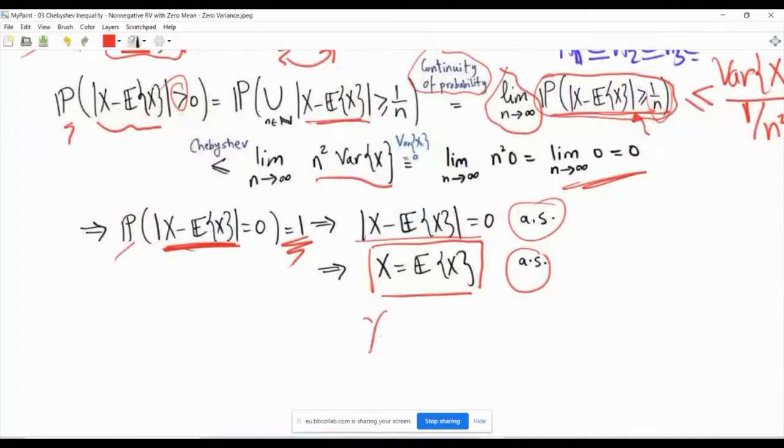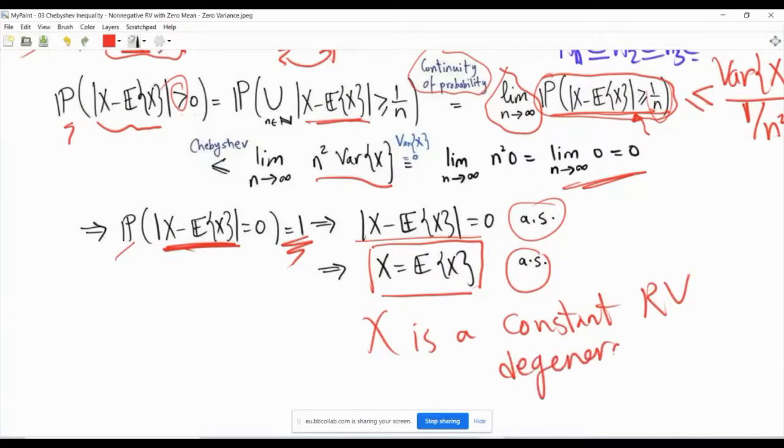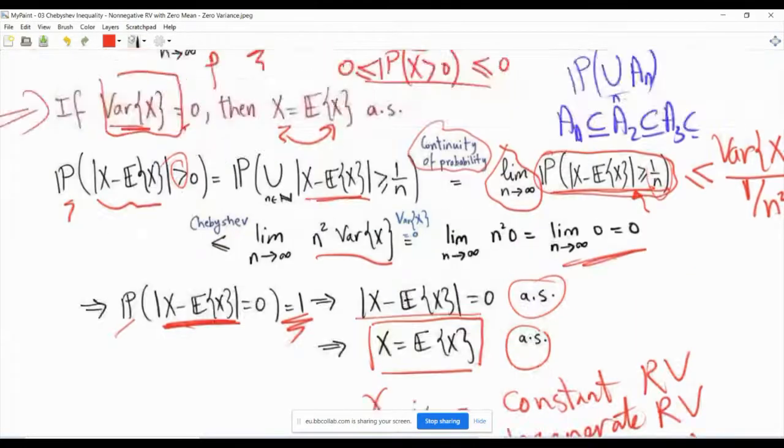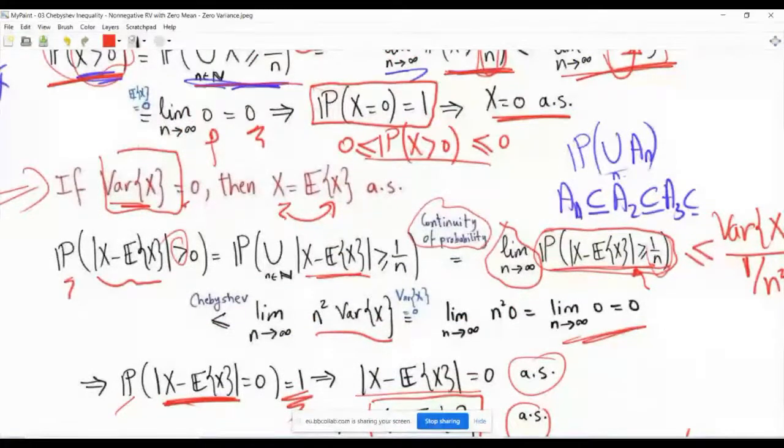So here we mean that X is a constant random variable, or sometimes we say it is a degenerate random variable, with probability 1 or almost surely. Specifically, X is equal to its first moment. Okay, so I think someone in the previous lecture asked about the situation of variance equals 0. This is its meaning. If the variance of the random variable is 0, then the random variable is a constant almost surely. In fact, the random variable is equal to its first moment.